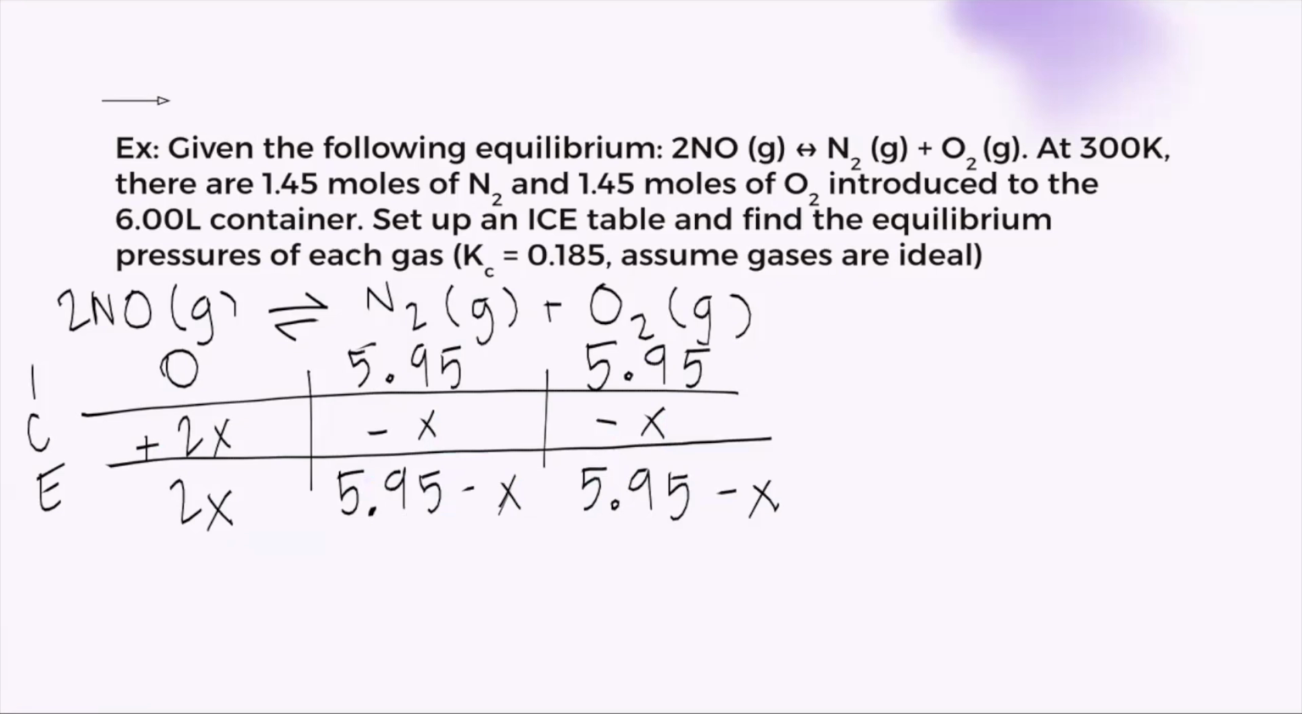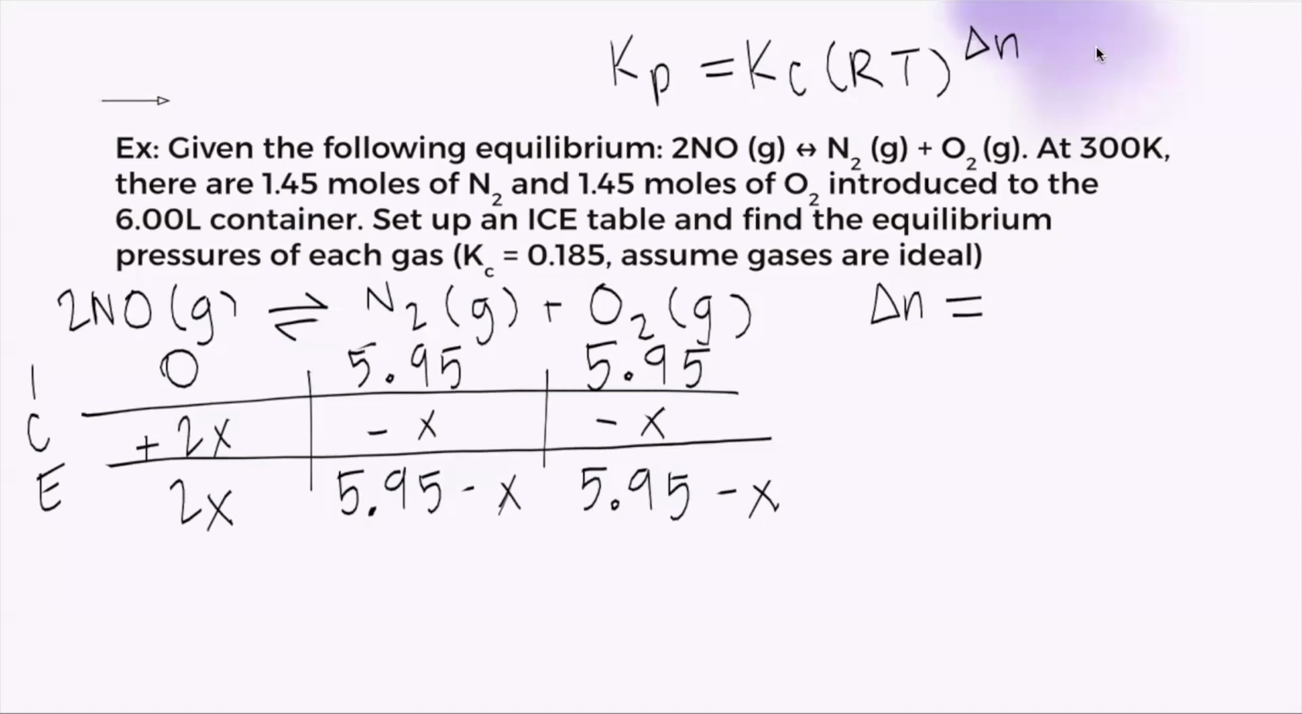Okay, now we need to calculate the equilibrium pressures, which we can do using Kp, but the issue is that we have Kc. So we need to convert Kc to Kp using the equation that I showed 2 slides ago. And that equation is going to be Kp equals Kc times RT to the delta N.